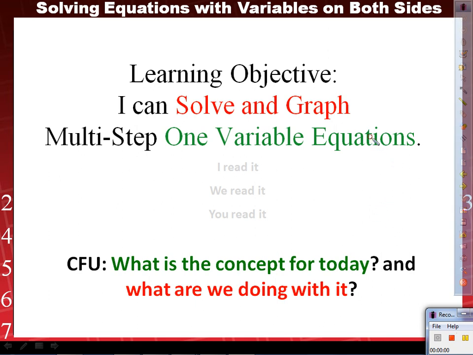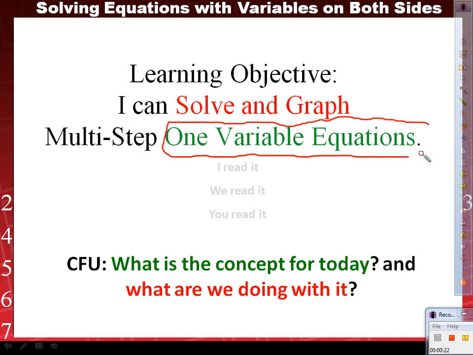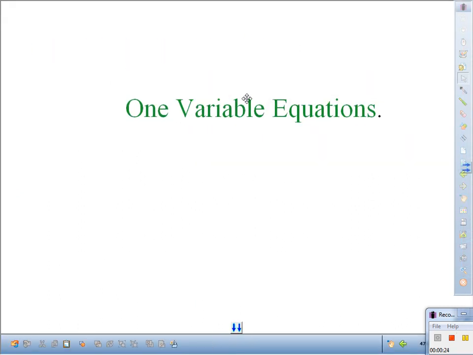I can solve and graph multi-step one variable equations. Read together. 1, 2, 3. I can solve and graph multi-step one variable equations. So you know what the concept for today is. What's the concept? That is correct. One variable equations.